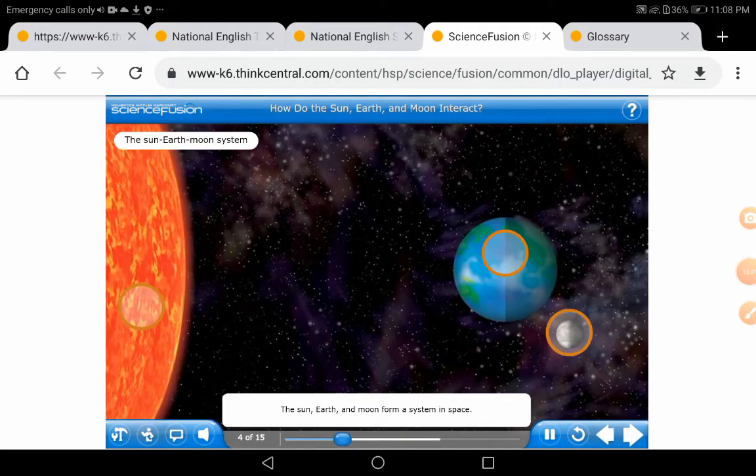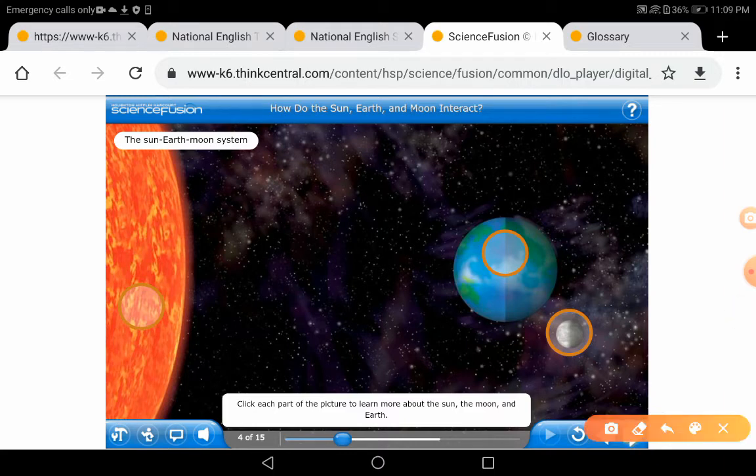The sun, Earth, and Moon form a system in space. Each part of the system, the sun, Earth, and the Moon, has its own unique characteristics. Click each part of the picture to learn more about the sun, the moon, and Earth. Okay, we have main characteristics for the sun, the Earth, and the moon. So let's see what the main characteristics are. This is the sun, this is the Earth, and the moon. Let's start with the sun.